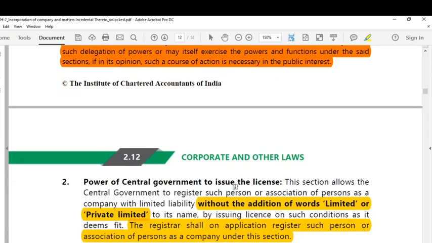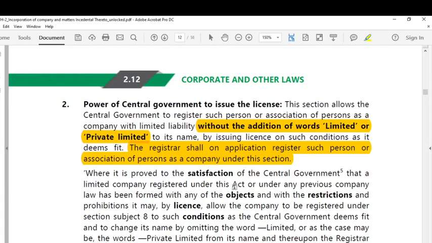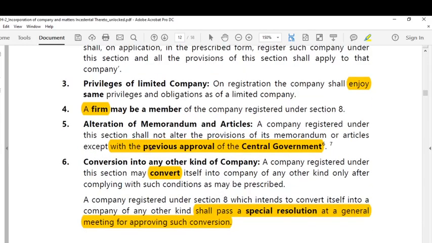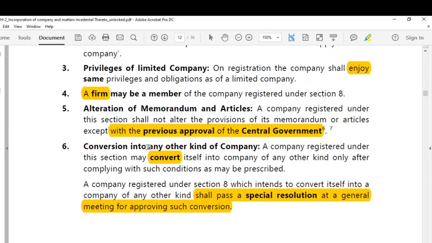A Section 8 company should get the approval of the central government to commence, or to get incorporated as a Section 8 company, and it can continue without adding the words limited or private limited. However, it will have limited liability only, like that of any other private company or public company. A firm also can become a member of a Section 8 company, and it cannot alter its memorandum and articles without previous approval of the central government.